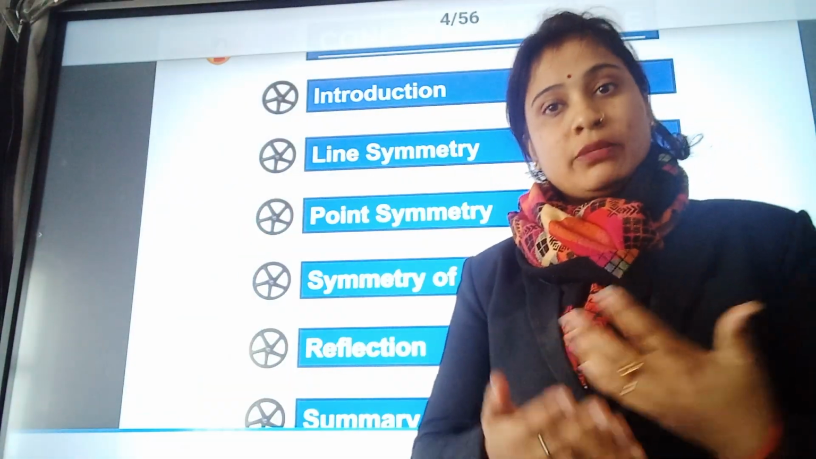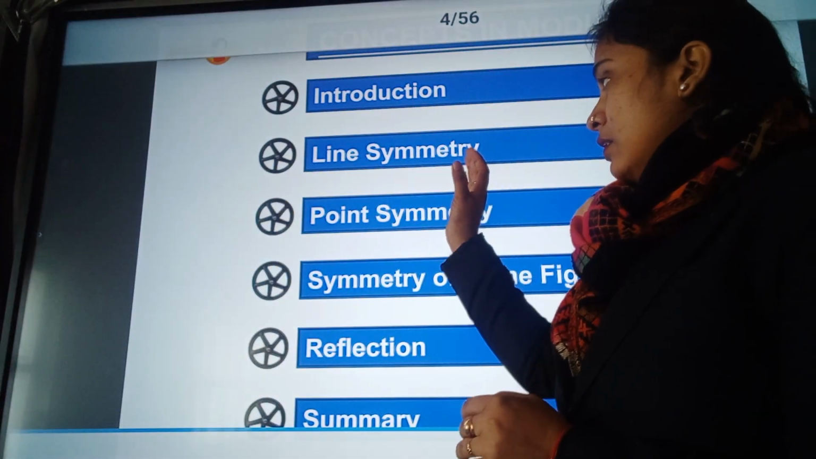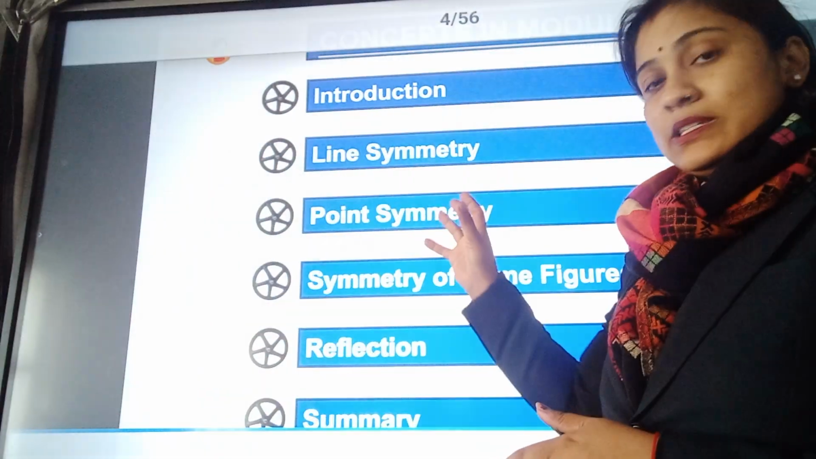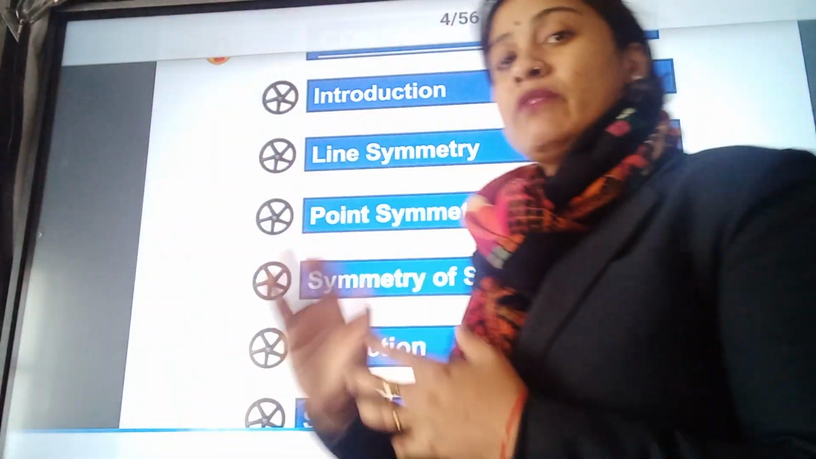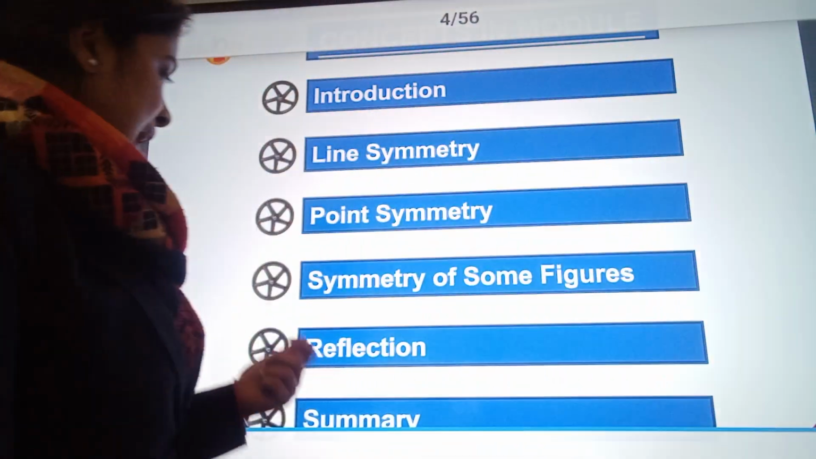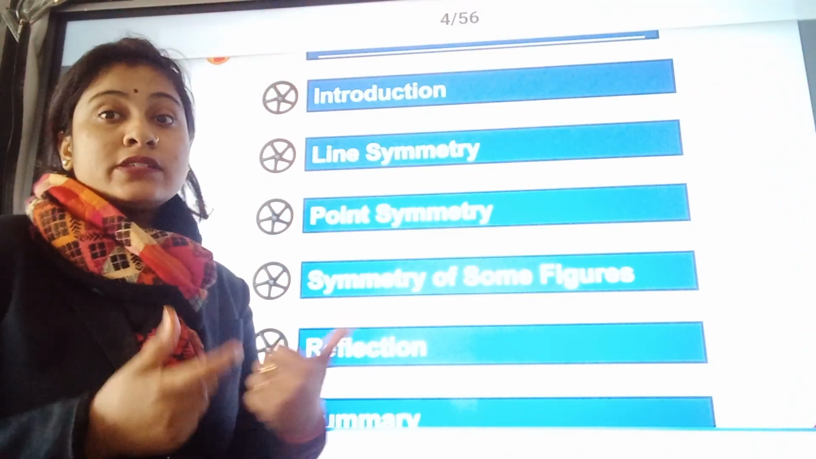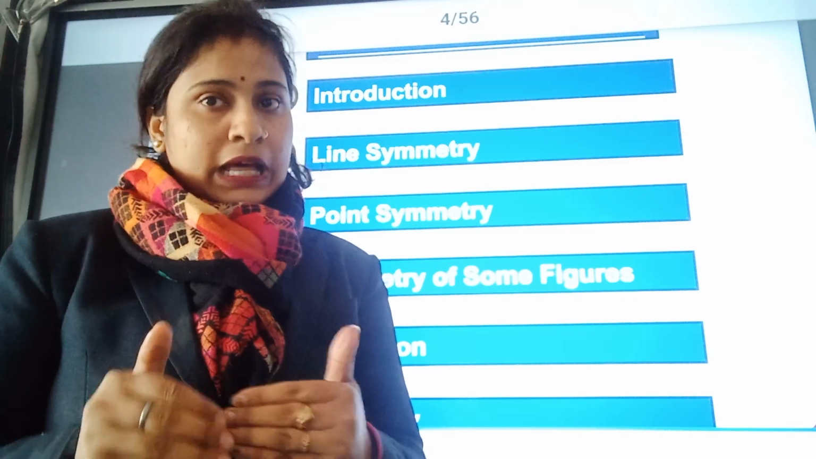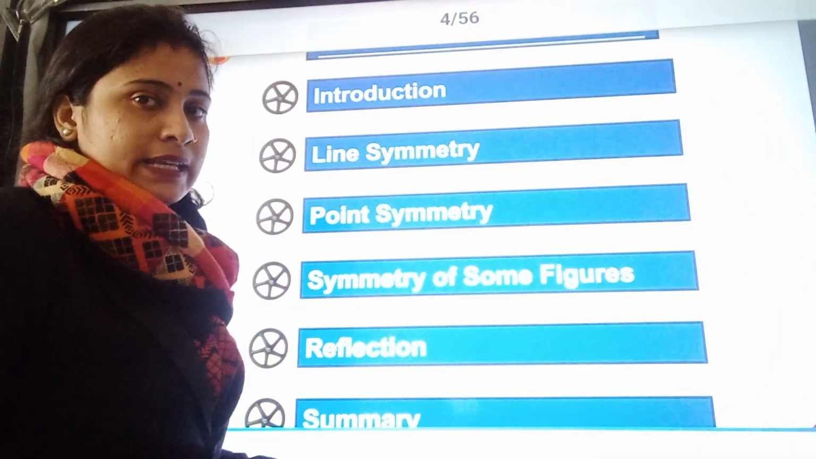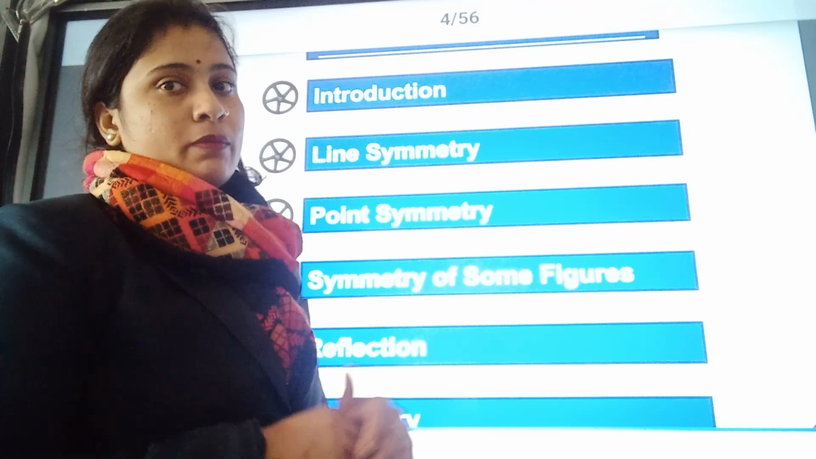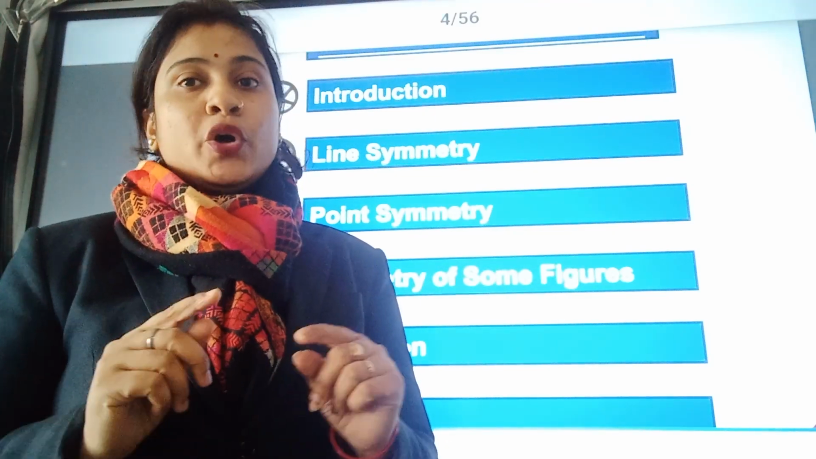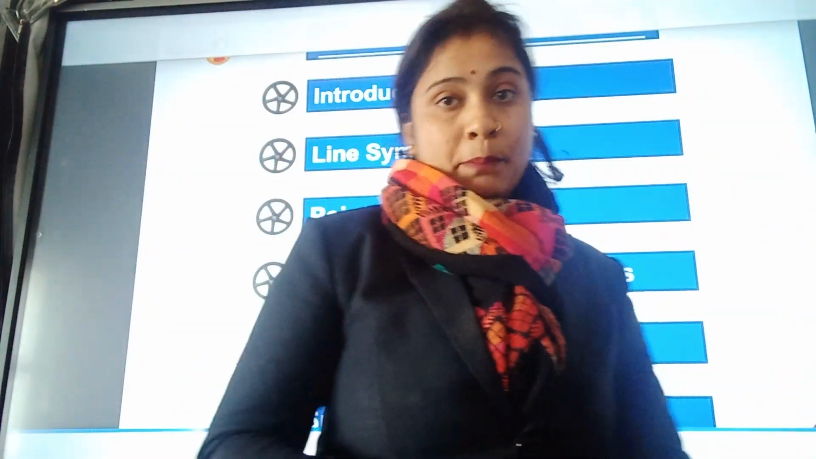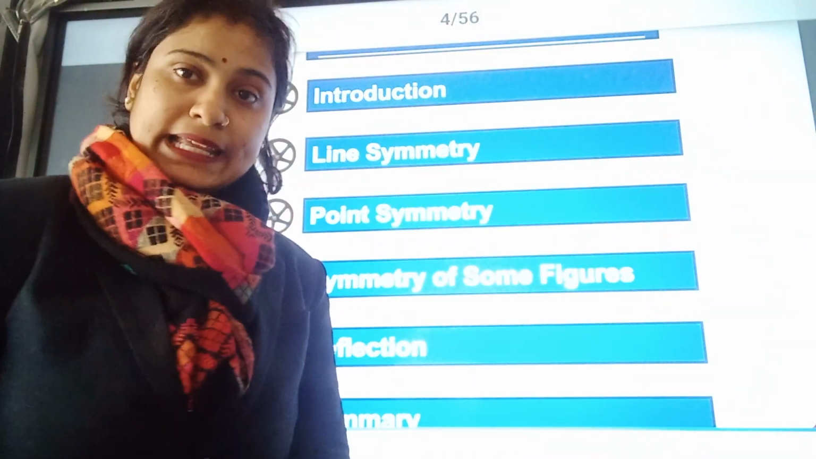introduction, that means about symmetry, then the introduction about line symmetry, then what is point symmetry, then symmetry of some of the figures also we will be discussing, then reflection, and the next extra topic that we are going to discuss is rotation. So in the upcoming classes we will be discussing all these contents, and after finishing these contents we will be moving to the next topic, which is rotational symmetry. So now let us begin with our topic, that is symmetry.